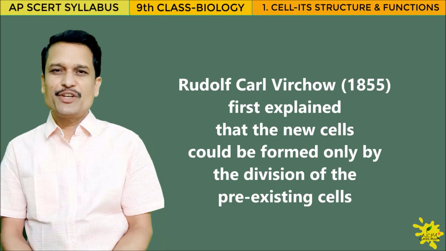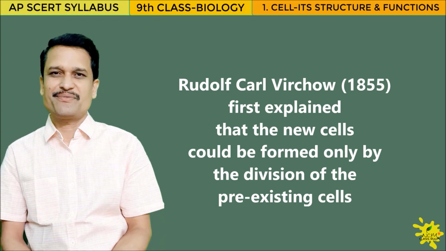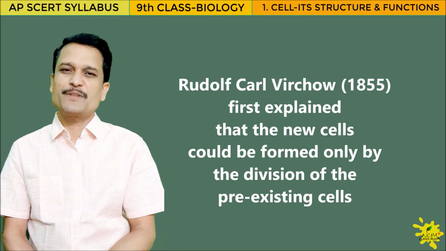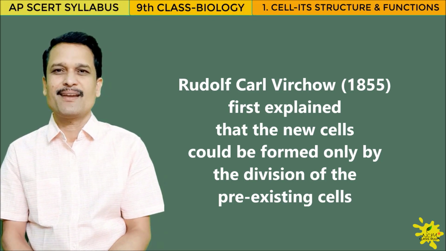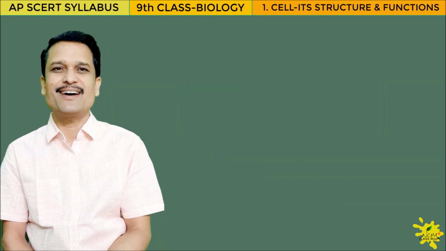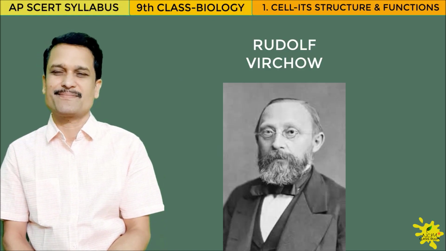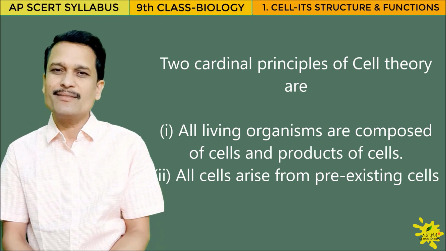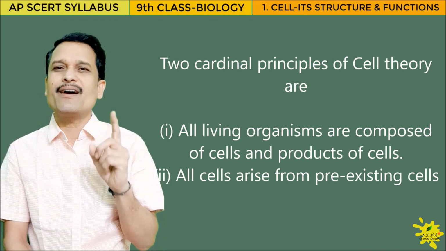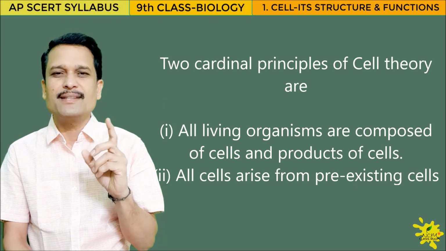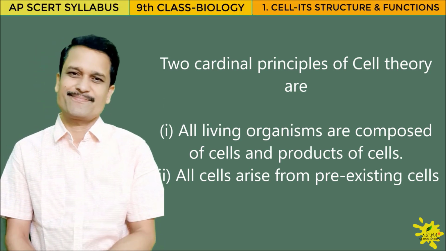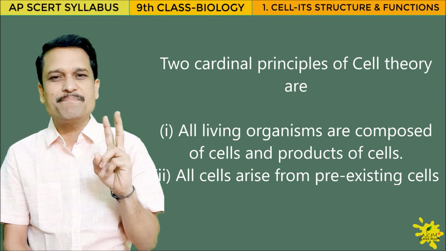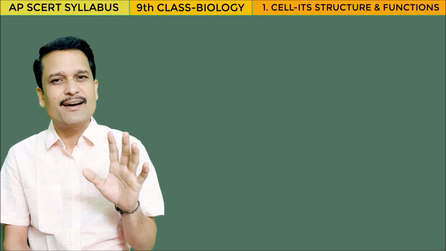Rudolf Karl Virchow in the year 1855 first explained that new cells could be formed only by the division of pre-existing cells. He modified the hypothesis and gave the cell theory its final shape. The two cardinal principles of cell theory are: first, all living organisms are composed of cells and products of cells. The second is, all cells arise from pre-existing cells. This is the cell theory.